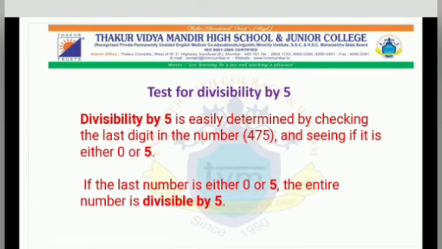Test for divisibility by 5. Divisibility by 5 is easily determined by checking the last digit in the number. Example 475, and seeing if it is either 0 or a 5. If the last digit of the number is either 0 or a 5, the entire number is divisible by 5. Now let us go ahead, students.